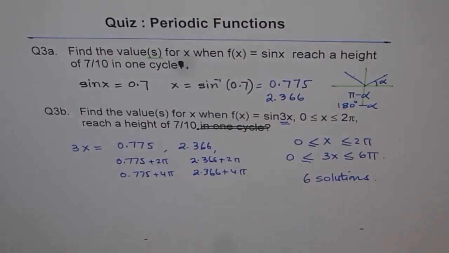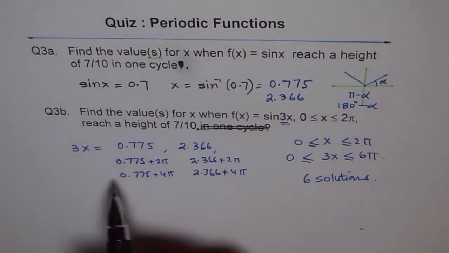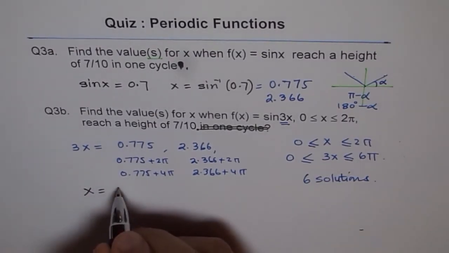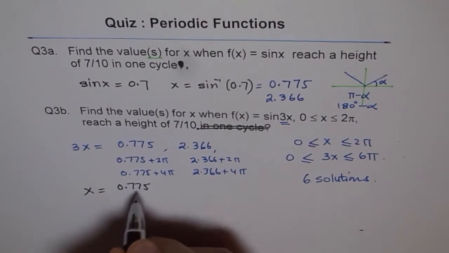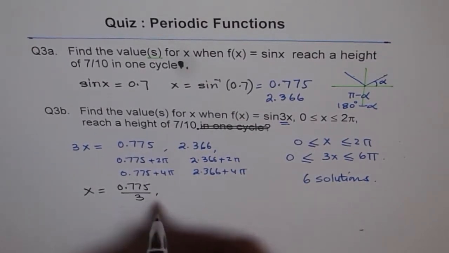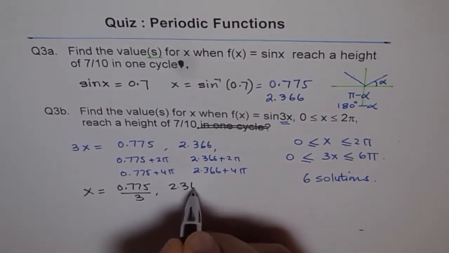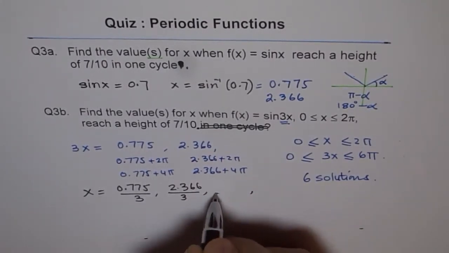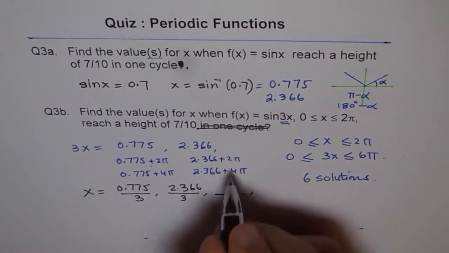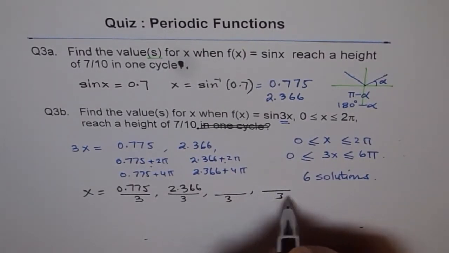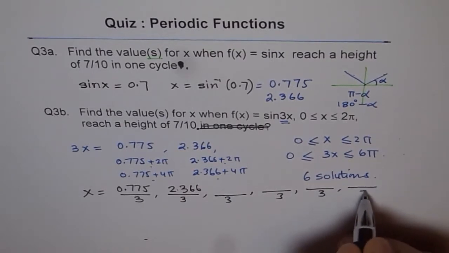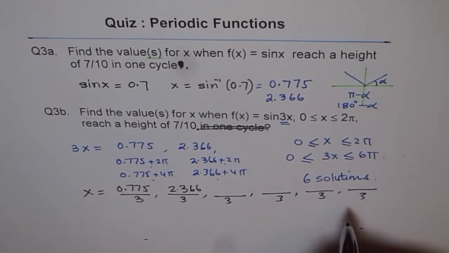To write down the answer for x, you have to divide all of them by 3. And you get x equals 0.775 over 3 or 2.366 over 3 and so on, right? This divided by 3, that divided by 3. Then these two divided by 3. Do you see that? So these are your 6 solutions.